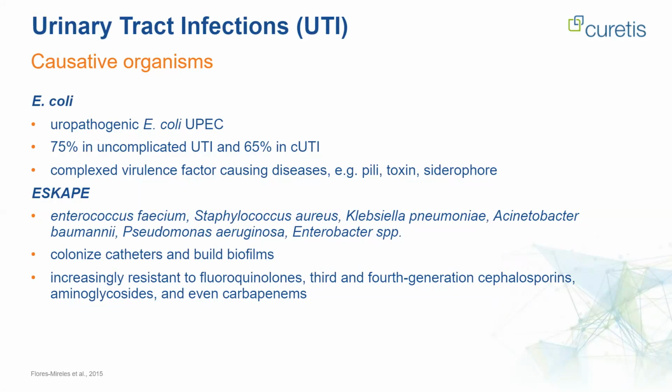ESCAPE pathogens are another group of urinary tract infection-causing organisms. ESCAPE refers to the 6 pathogens: Enterococcus faecium, Staphylococcus aureus, Klebsiella pneumoniae, Acinetobacter baumannii, Pseudomonas aeruginosa, and Enterobacter species. ESCAPE pathogens can colonize catheters and build biofilm on them. Biofilm can protect them from the immune response attack as well as antibiotic treatment. Therefore, ESCAPE pathogens are difficult to treat.